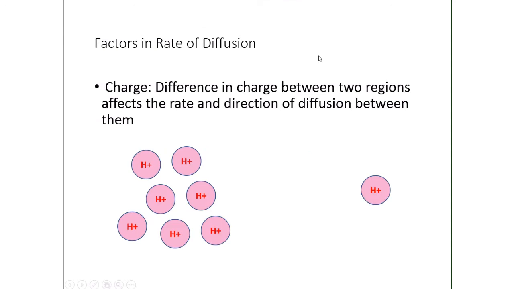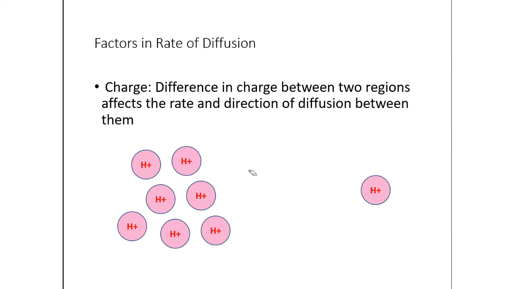Finally, there is the effect of charge on the rate of diffusion. If things are neutral, meaning not positively charged or negatively charged, then the other three factors would affect the rate of diffusion primarily. But if it's charged, then the difference in charge between two regions is going to affect how fast diffusion is going to occur. So let's say we have a bunch of positively charged hydrogen ions. We call these protons, as you might remember from earlier lectures.